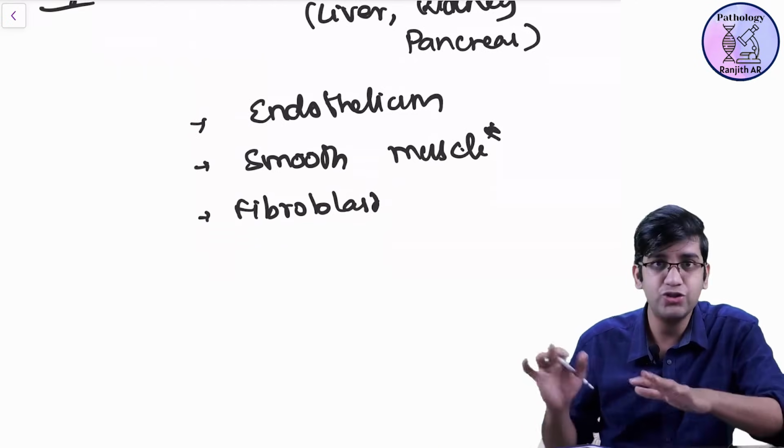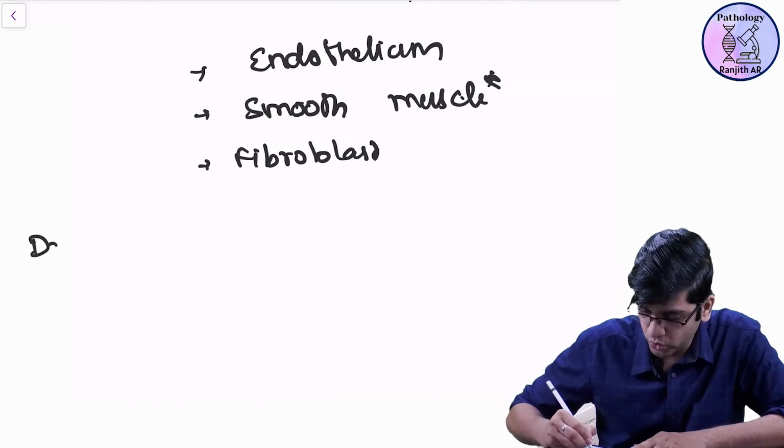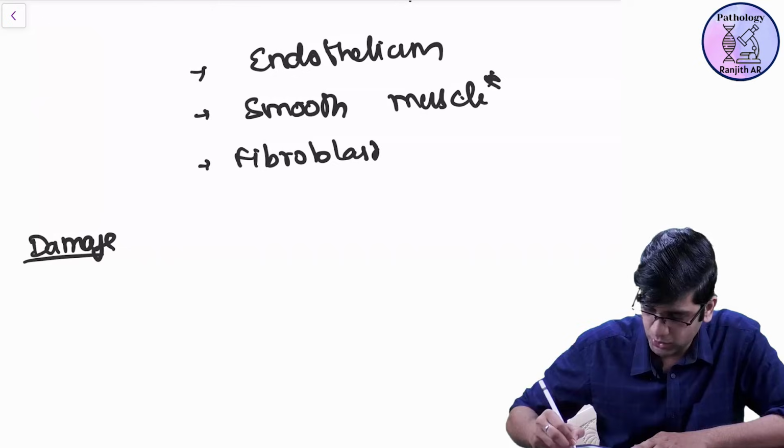So when I have an injury here, when there is damage to any of the stable cells, what will happen?